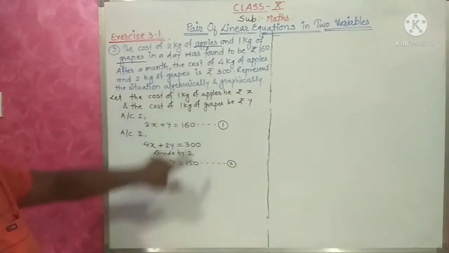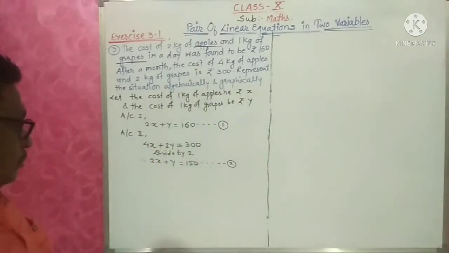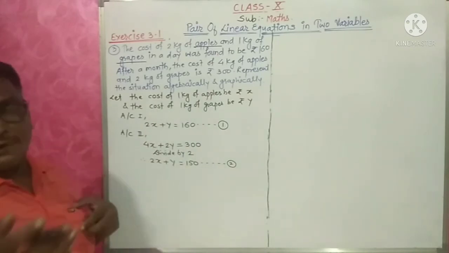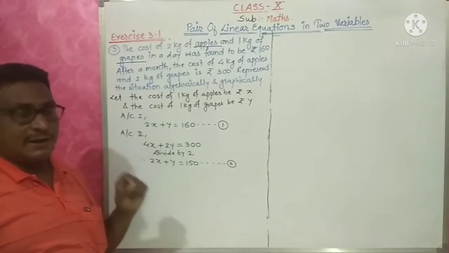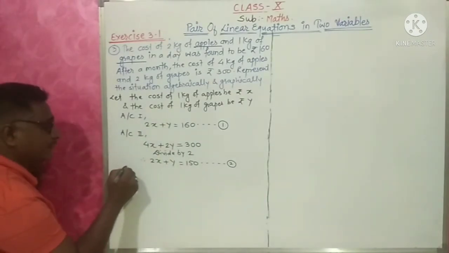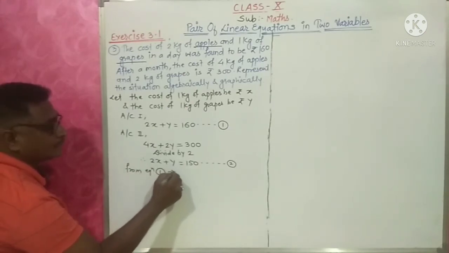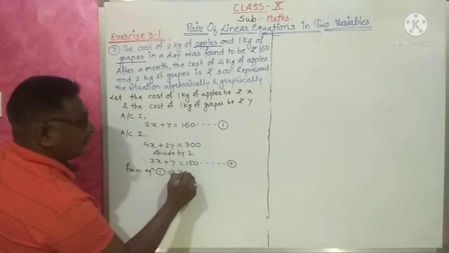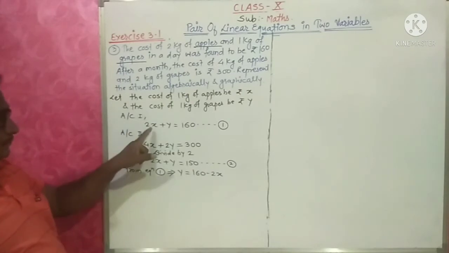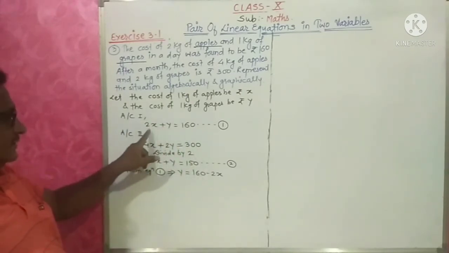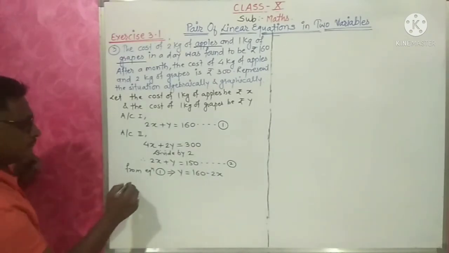So algebraically we solved. Now we have to represent it graphically. Graphically or geometrically, sometimes this word comes: geometrically means graphically. So from equation 1, what do we get? y equals 160 minus 2x. Keep y as it is, transfer to the other side. So y equals 160 minus 2x. Find 3 solutions.